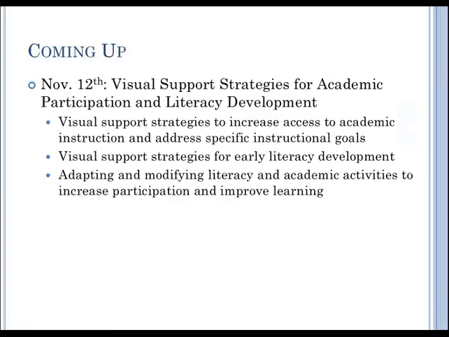We'll also be looking at some visual support strategies for early literacy development, so how we can support people that are really just at the beginning stages of developing emerging literacy skills, and we'll look at that. And then we'll also talk about ways to adapt and modify literacy and academic activities, not only to increase participation, but also to improve learning. And I've got quite a few examples from a variety of classroom situations to give you hopefully some ideas of things that you could do in your own settings.